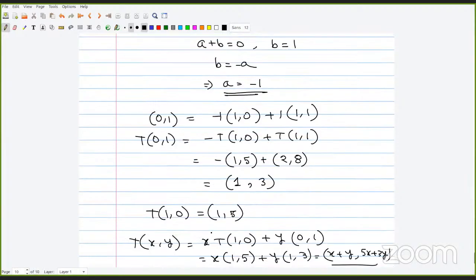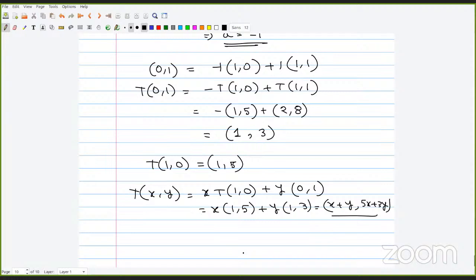So T of (0,1) will be minus T of (1,0) plus T of (1,1). This becomes minus of (1,5) plus (2,8), because these two we have already calculated earlier, and this gives (1,3). T of (1,0) is (1,5), which we have already calculated. Now we plug these two values into the earlier expression of x times T(1,0) plus y times T(0,1). Here T is missing: y times T of (0,1). So this is how we get it. This is the entire process.